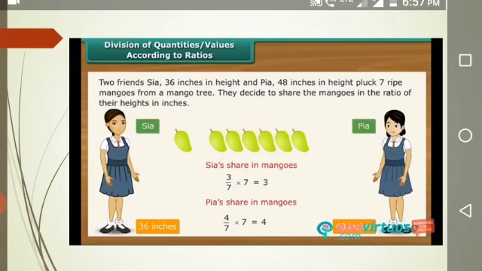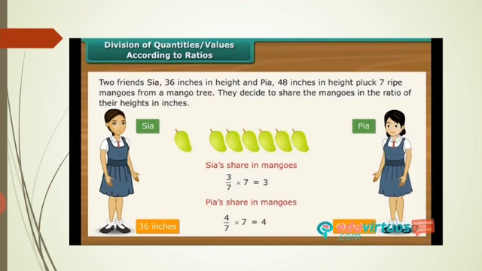The next slide, division of quantities. What does quantities represent? What is the meaning of quantities?